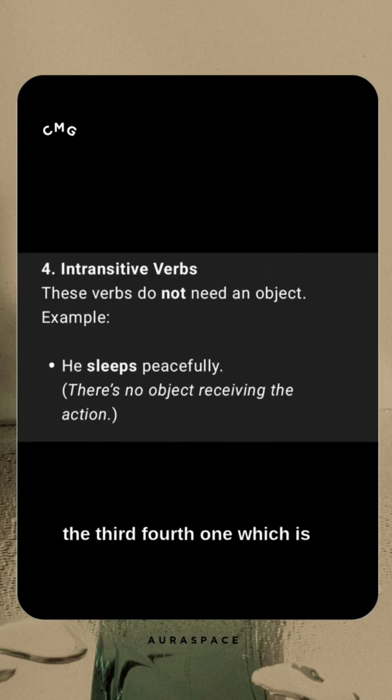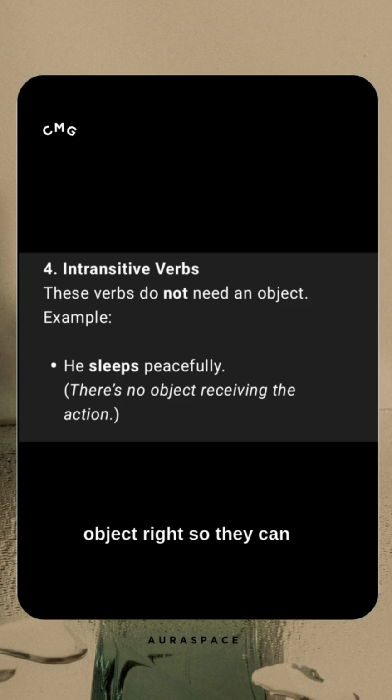Now we move to the fourth one, which is intransitive verbs, just the opposite. These verbs do not need an object. They can be meaningful and complete without an object. So, he sleeps peacefully. Now look at this critically. I can say he sleeps, and that is enough. That is complete. That is meaningful. So peacefully could come or not, and peacefully here is not an object. So that is it. You understand this better.